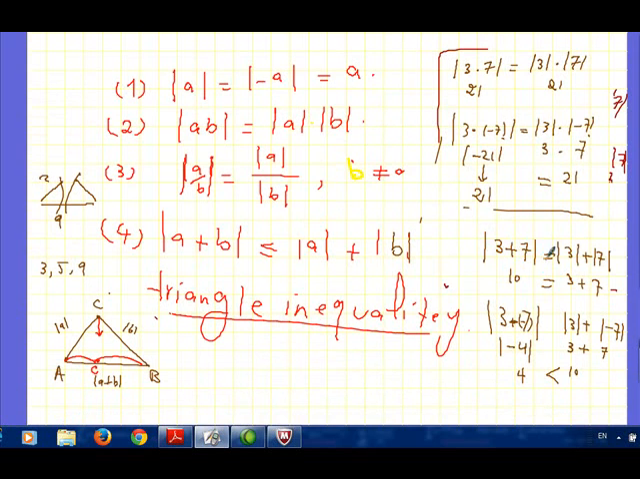Absolute value of 3 plus 7 will be absolute value of 3 plus absolute value of 7, which will be 10. But absolute value of 3 plus negative 7 is the absolute value of negative 4, which is 4, while absolute value of 3 plus absolute value of negative 7 is 3 plus 7, which is 10, which is greater than 4. For this, we have to say absolute value of a plus b should be less than or equal to absolute value of a plus absolute value of b.